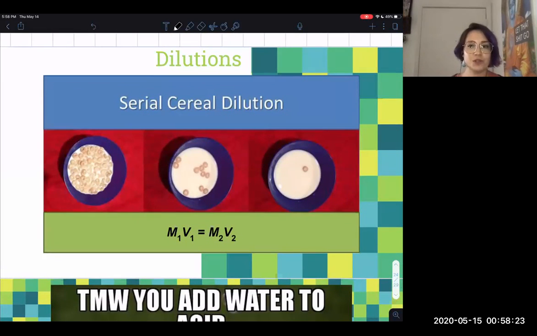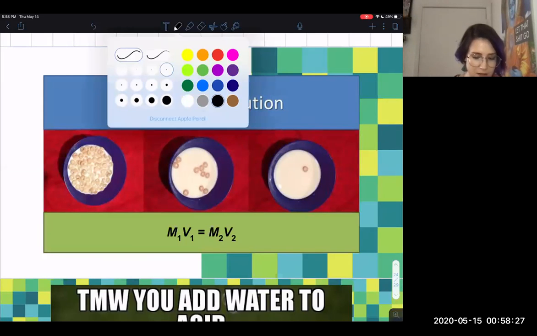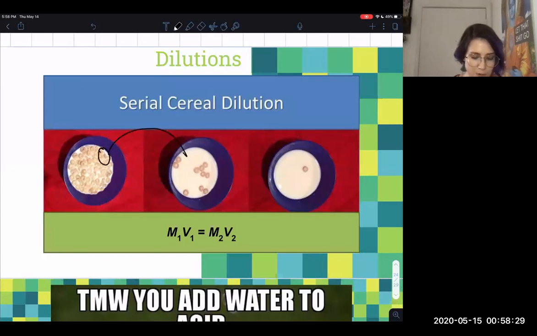So essentially what you're doing is you're taking a little bit of this cereal and you're putting it in this bowl with a lot of milk. So this one is more concentrated and this one is less concentrated. We call it more dilute, right? So we get going more dilute as we move down. So take a piece of this and then we put it in the new container.